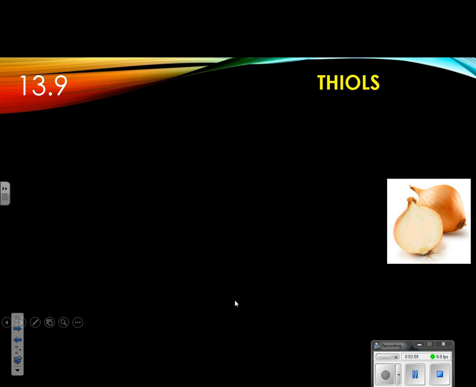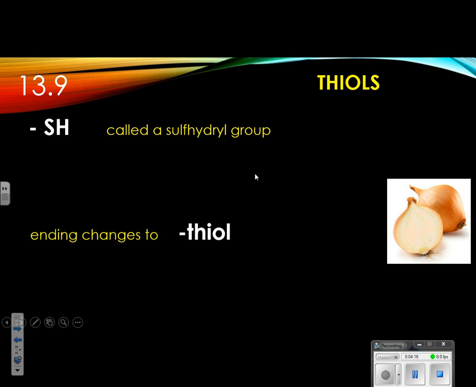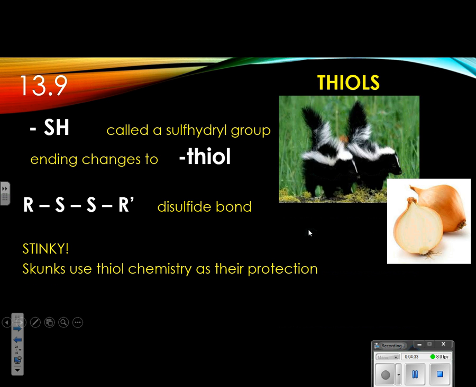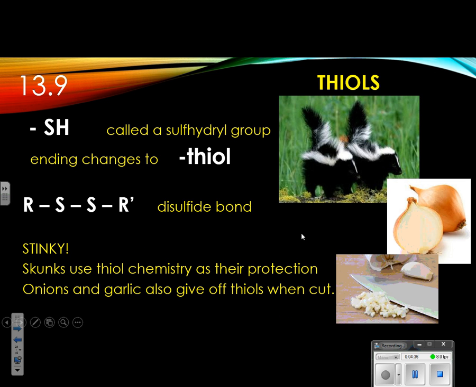So on the same path as alcohols, we have what's called thiols. And thiols are a sulfhydryl group. They're an SH instead of an OH like an alcohol, but they're still named sort of like alcohol. You know, it has an -ol. We change it to thiol. The thi just means sulfur instead of oxygen. -ol will just be oxygen, but thiol is sulfur. We can also do a disulfide bond like this. And these are stinky, okay? Skunks use thiol chemistry as their protection. Onions and garlic also give off thiols when they're cut.